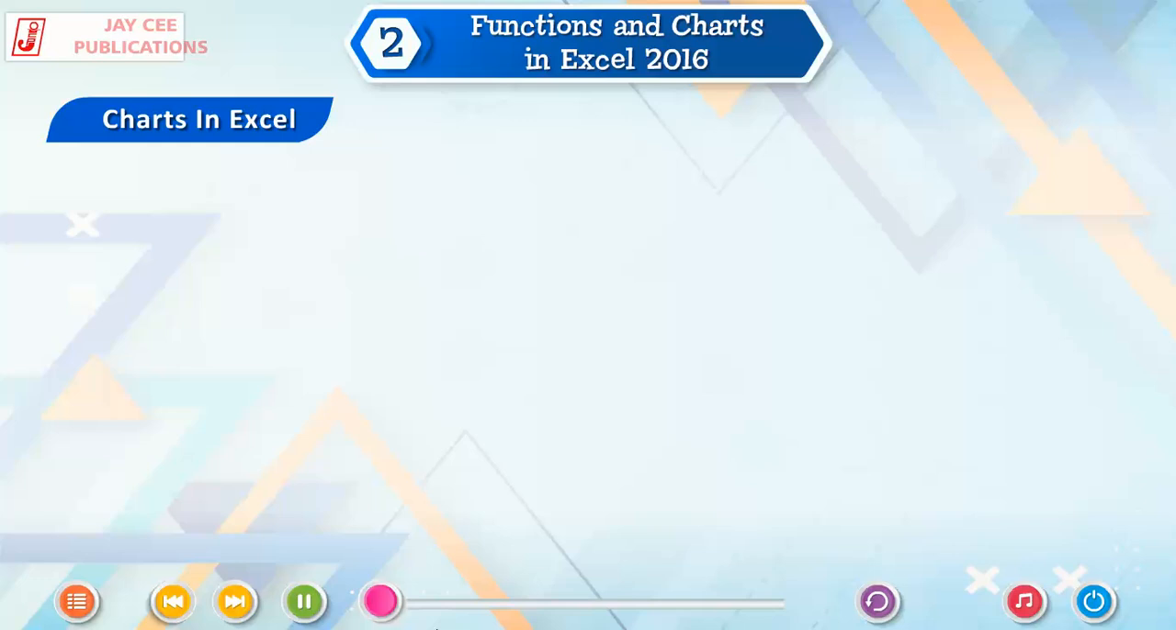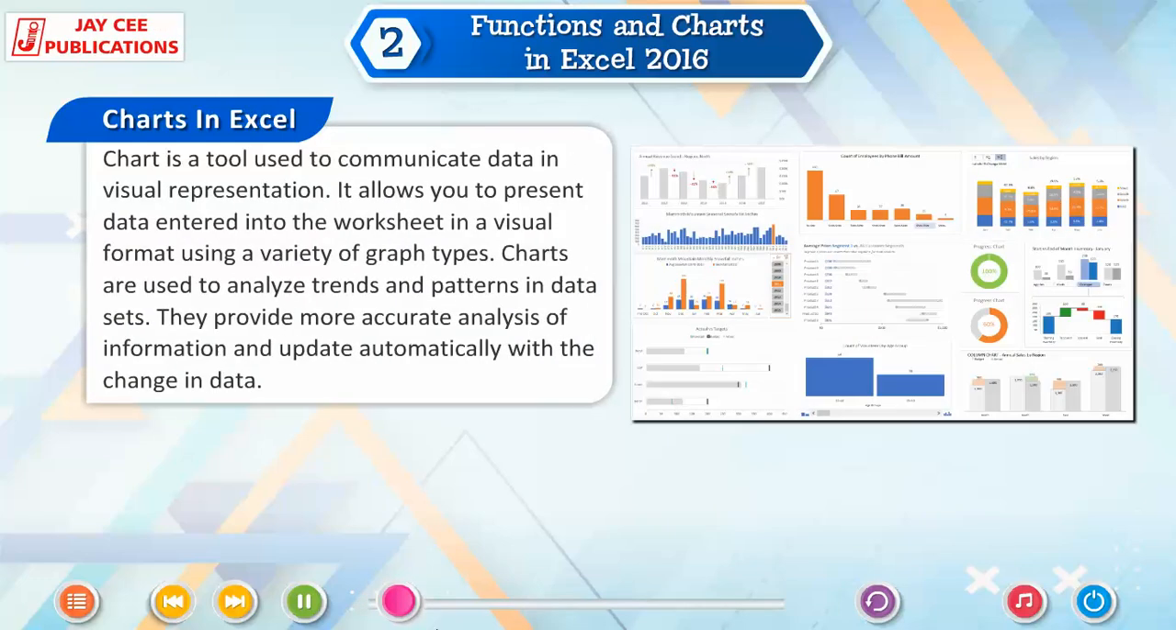Charts in Excel. Chart is a tool used to communicate data in visual representation. It allows you to present data entered into the worksheet in a visual format using a variety of graph types. Charts are used to analyze trends and patterns in data sets. They provide more accurate analysis of information and update automatically with the change in data.